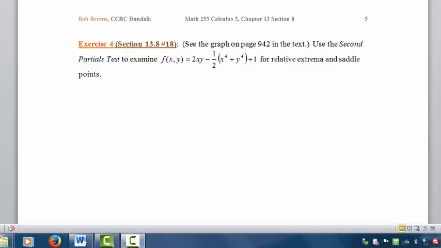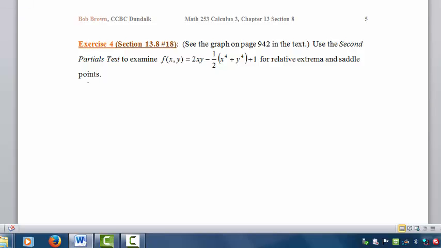Chapter 13, Section 8, Exercise 4. We will find the critical points of this function f and use the second partials test to classify those critical points as relative extrema or saddle points. First, we solve gradient of f equals 0 by simultaneously solving the partial of f with respect to x equals 0 and the partial of f with respect to y equals 0.